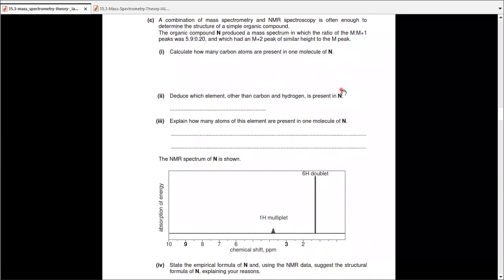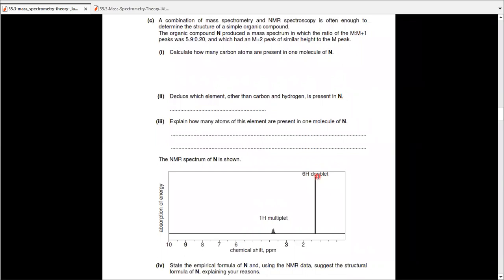Part C. A combination of mass spectrometry and NMR spectroscopy is often enough to determine the structure of a simple organic compound. The organic compound N produced a mass spectrum in which the ratio of the M and M plus 1 peaks was 5.9 to 0.2, and which had an M plus 2 peak of similar height to the M peak. Calculate how many carbon atoms are present in one molecule. 3.08, so 3.